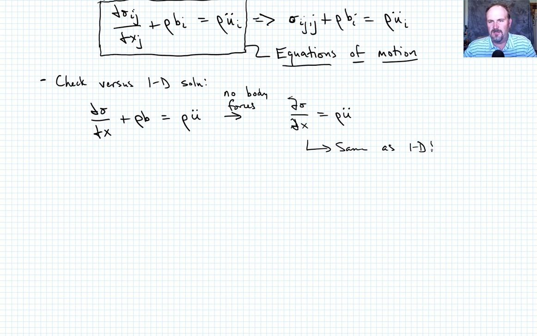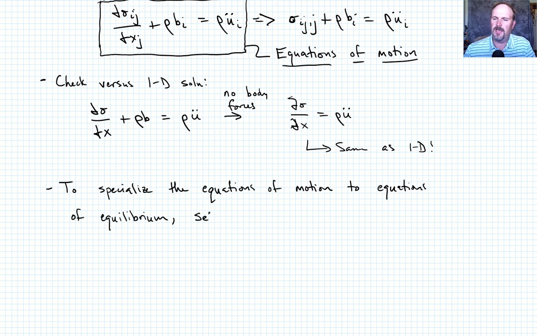Finally, we want to specialize this. These are the equations of motion, and we want to specialize them to equilibrium. So we have both the equations of motion and the equations of equilibrium. The only thing that needs to change is that our acceleration term, the ma component of Newton's second law, is 0. Remember that in this equation, that term is just the rho u double dot. So to specialize to equilibrium, we simply set the rho u double dot i term equal to 0 to get the following.